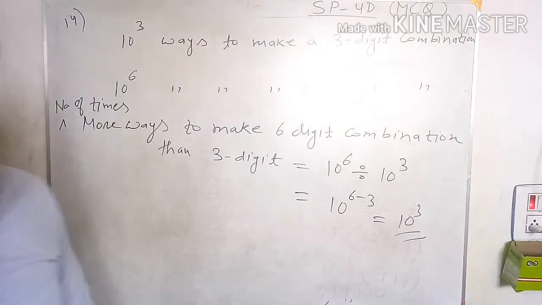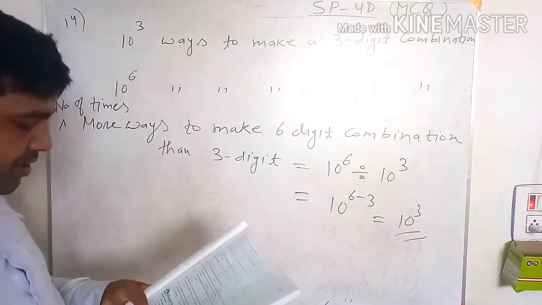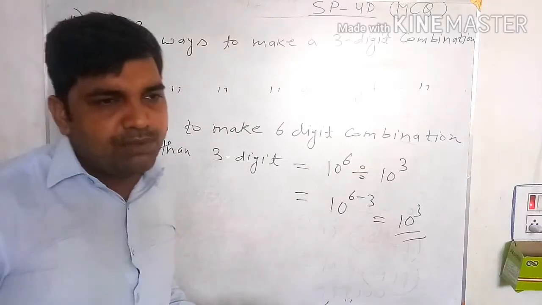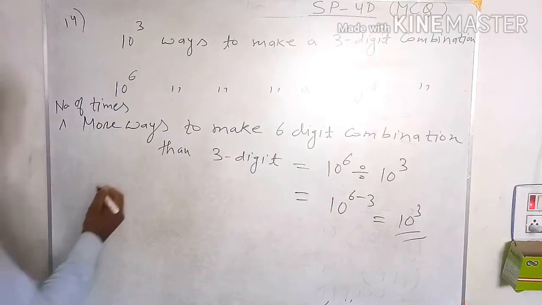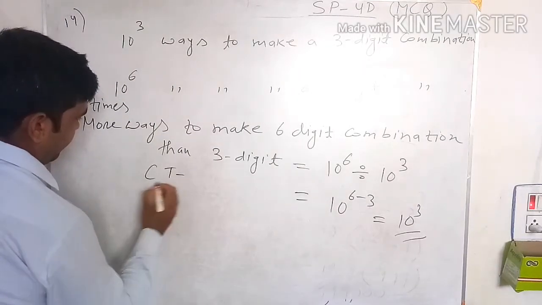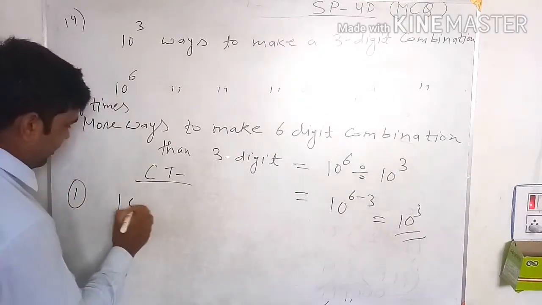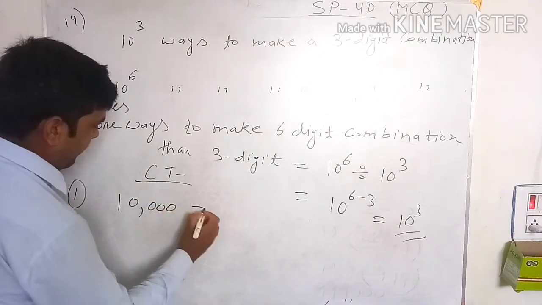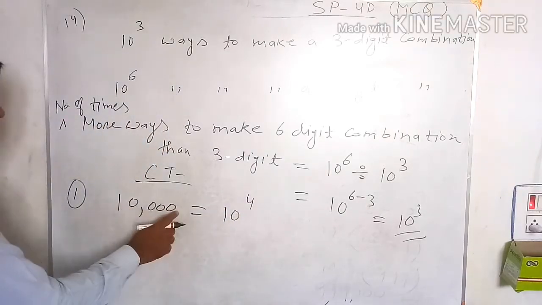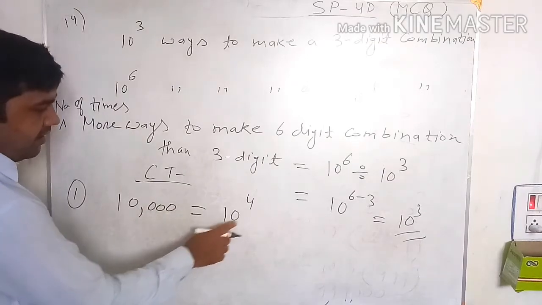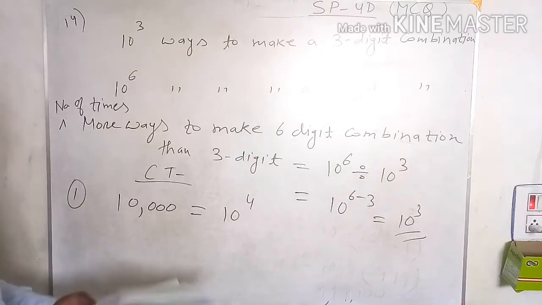Okay. Now we move to the chapter test. Fill in the blanks first. The exponential form of 10,000. Chapter test, CT. First question, the exponential form of 10,000 will be what? 10 to the power 4. See how many zeros are there? 1, 2, 3, 4. So over the base 10, you put the power 4. When you multiply 10 by itself 4 times, you will get 10,000.